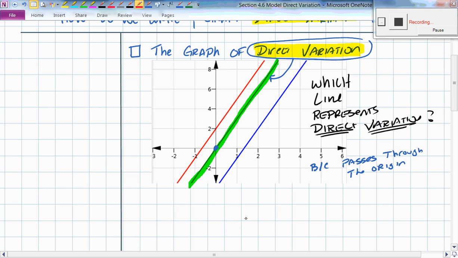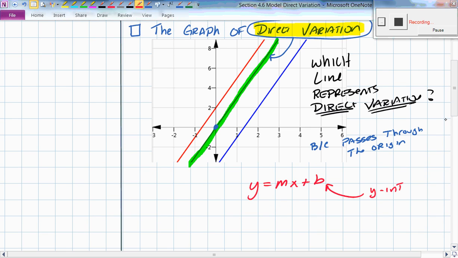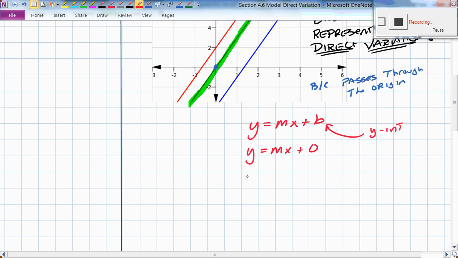Does anybody remember slope-intercept form? Y is equal to mx plus b. And my question to you is, what does the b stand for? The y-intercept. And if we're focusing on direct variation for today, Andres, go ahead, say it again. The y-intercept has to be 0. So that gives us y equals mx plus 0. Well, we don't really have to write down the plus 0, right? So we just say y is equal to mx.